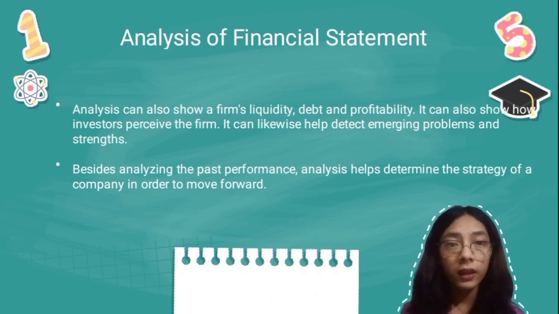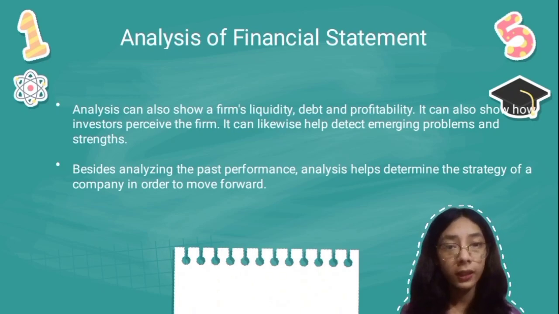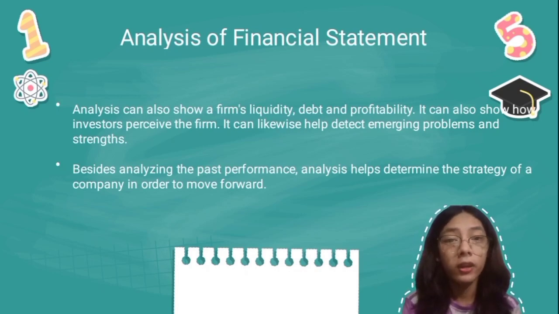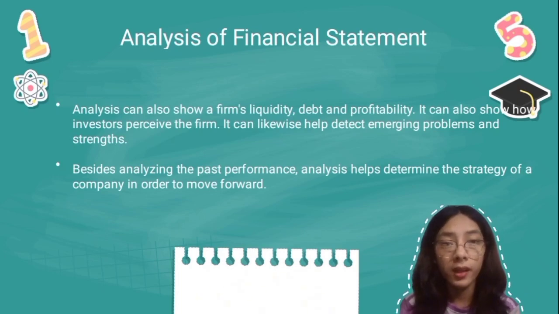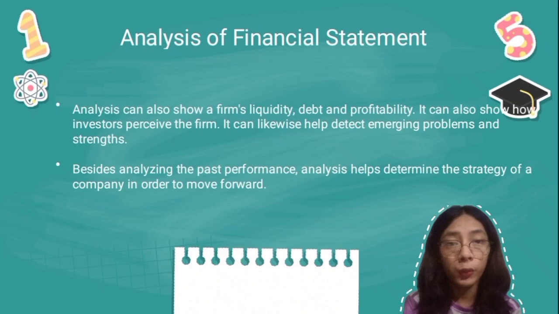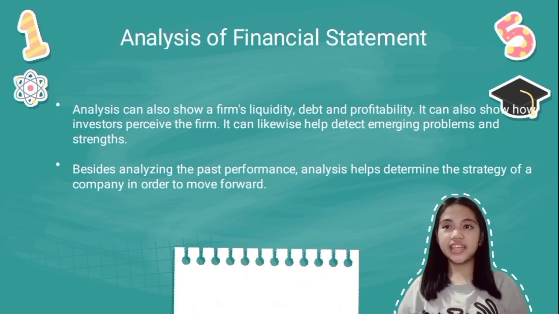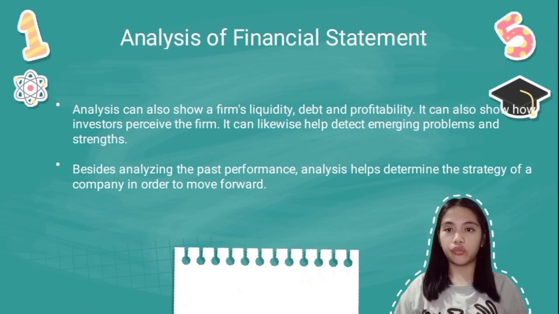We can see if it has enough money for short-term needs, understand how it's dealing with debts, and figure out if it's making money. We can also check how investors feel about the company by looking at things like stock prices, and by analyzing the numbers we can spot potential issues coming up and identify what the company is really good at. Besides analyzing the past performance, analysis helps determine the strategy of a company in order to move forward.